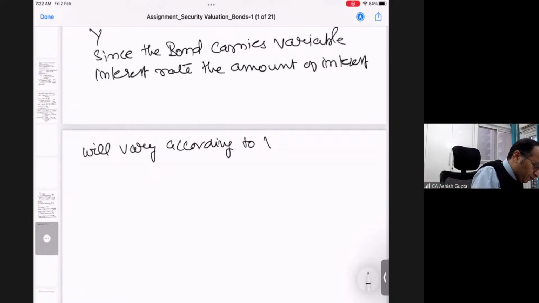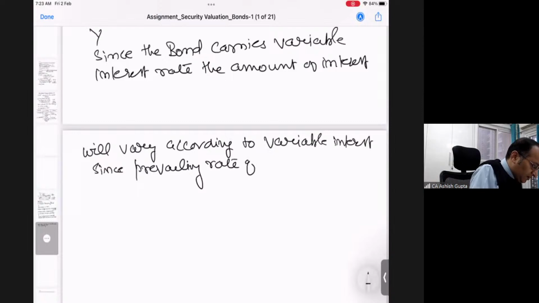Vary according to variable interest. Since the prevailing rate of interest is 10%, we shall use the same as the coupon payment.